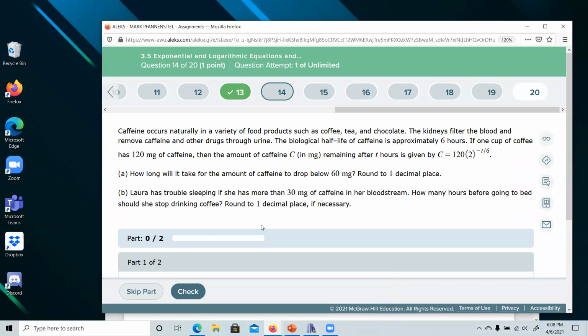Okay, caffeine occurs naturally in a variety of food products, such as coffee, tea, and chocolate. The kidneys will filter out the blood and remove caffeine and other drugs to the urine. Biological half-life is approximately 6 hours. If 1 cup of coffee has 120 milligrams of caffeine, then the caffeine in milligrams remaining after t hours will be this thing. Again, they give us the formula.